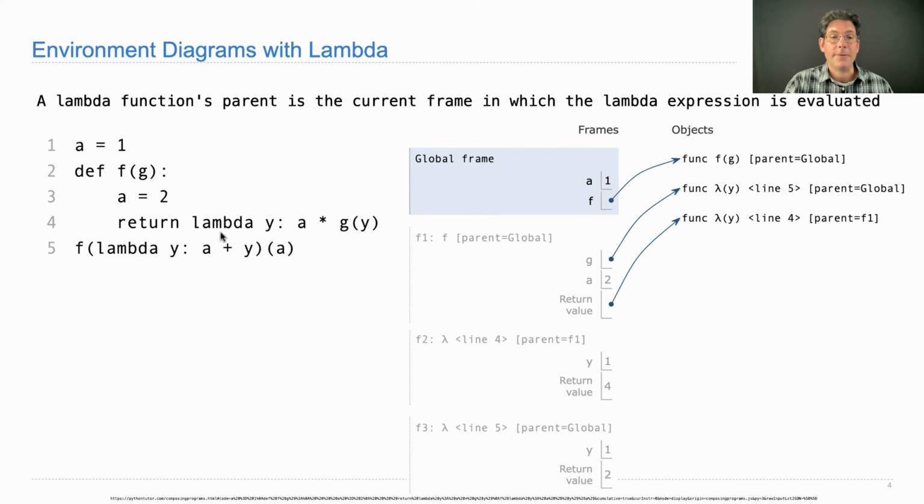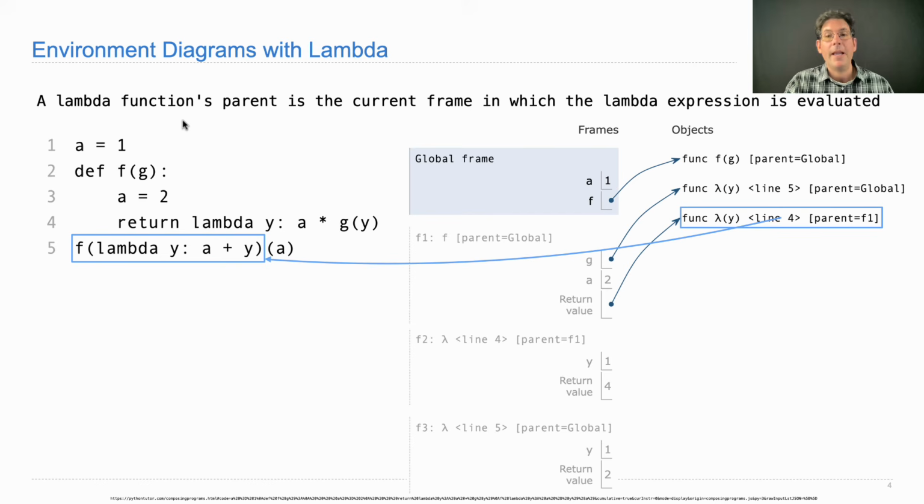a gets bound to 2, and we return a function. This function, even though it will be called later, will have as its parent f1 because it gets its parent when it's created, and it gets created and then returned. Where does it get returned to? Well, it's the value of this expression. So now we know what function we're calling on a, and we need to look up what a is.